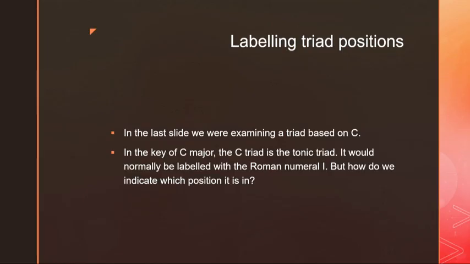Now, how do we label them? We've already learned that we use Roman numerals to label the chords. If we were in C major, we would label all of those triads that we've just looked at as chord 1, because they all have C, E, and G in them. How do we indicate that they have different positions? Well, let's learn about that quickly now.